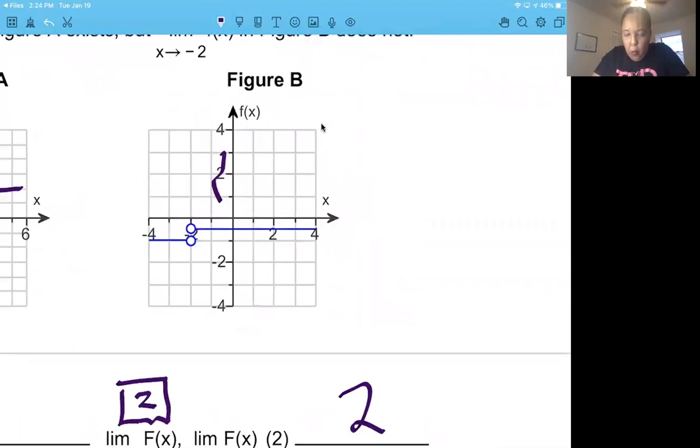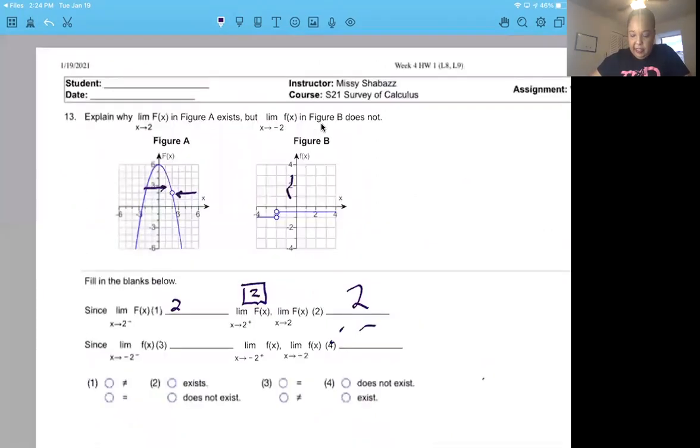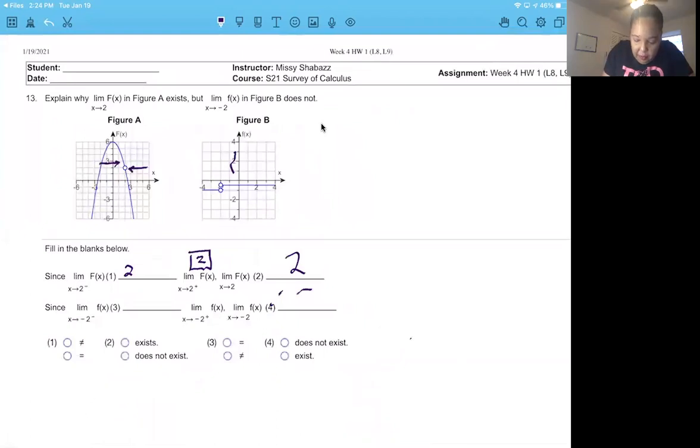The limit from the right is -1/2. So the limit from the left and the limit from the right are not the same, so the limit does not exist. So the limit from the left is -1. The limit from the right is -1/2. Therefore, the limit does not exist.